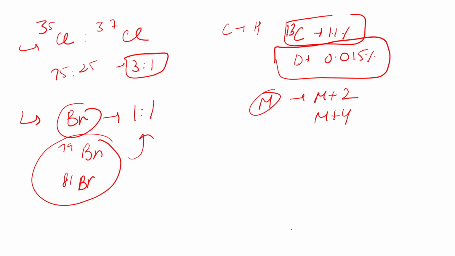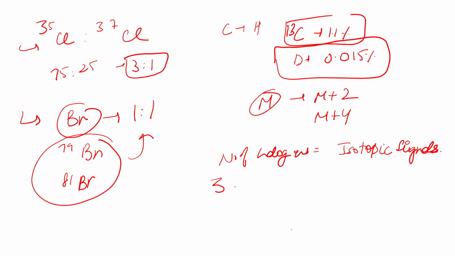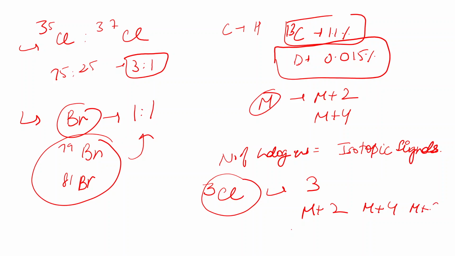And for the halogens, remember that the number of halogens equals the number of isotopic signals. Suppose you're calculating for a molecule in which there is 3 Cl. That means your isotopic signals will be 3 in total. So it will be M plus 2, M plus 4 and M plus 6.